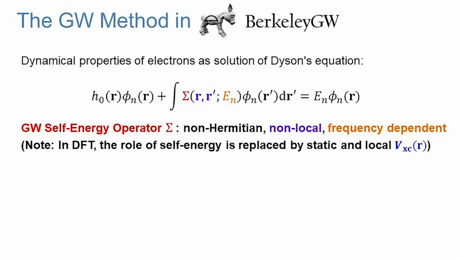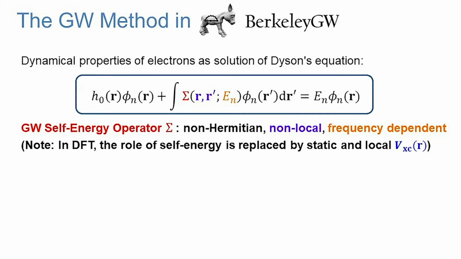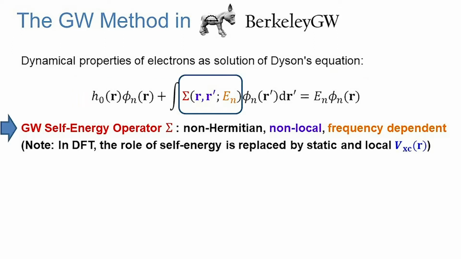BerkeleyGW is a massively parallel software package employed to study the excited states properties of electrons in materials, employing the GW method and beyond. In GW, the dynamical properties of the electrons are obtained as the solution of the Dyson equation given here. And in the Dyson equation, the complicated quantum mechanical interaction among the electrons are described by an effective potential known as the self-energy and symbolized with sigma. The self-energy is a complex, non-Hermitian, non-local frequency-dependent operator, and its evaluation represents the computationally intense part of any GW workflow.